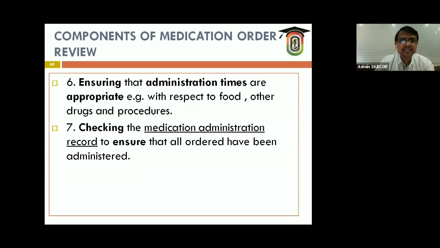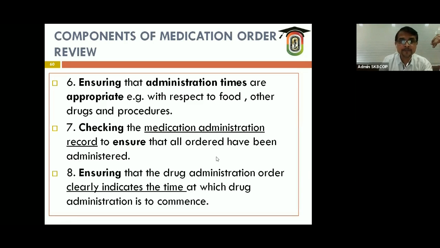Then seventh is checking the medication administration record to ensure that all orders have been administered, ठीक है. So पहला है कि हमको ensure करना है कि कौन से समय पर कौन सी दवाई लेनी है. सेकंड नेक्स्ट है कि हमको चेक करना है वेदर वो समय पर वो दवाई ली गई है या नहीं. सो सेवेंथ पॉइंट सेज दैट चेकिंग ऑफ मेडिकेशन एडमिनिस्ट्रेशन रिकॉर्ड, मेडिकेशन देने के बाद कि वो सही समय पर जैसा ऑर्डर में लिखा है वैसा एडमिनिस्टर हुआ या नहीं.